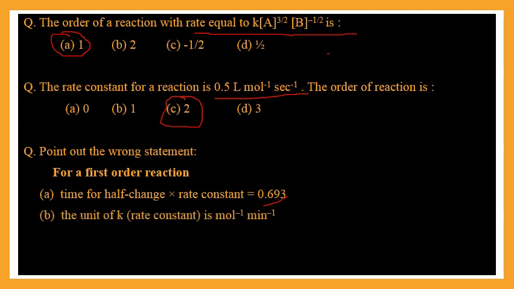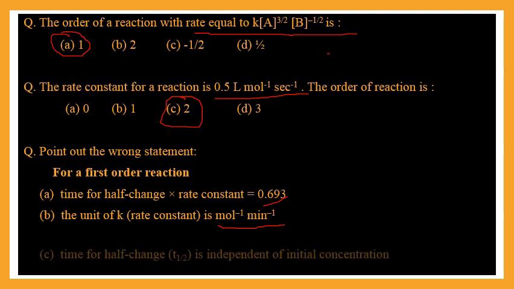Now let's check the second one. The unit of rate constant for the first order reaction is given here as mole inverse minute inverse. No, the unit of rate constant for a first order reaction is either second inverse or minute inverse. It is the inverse of just time. So the second statement is wrong here.